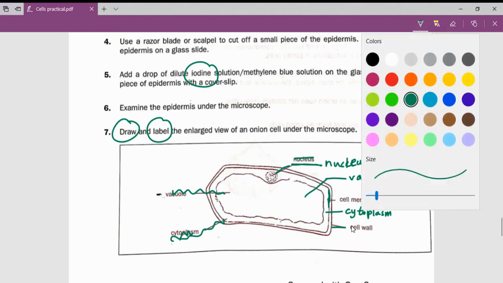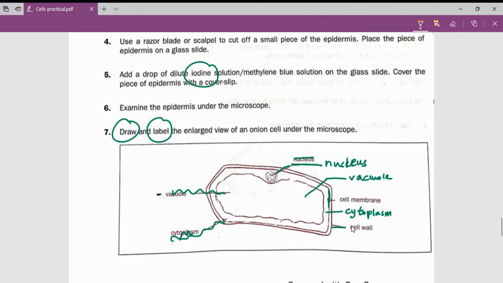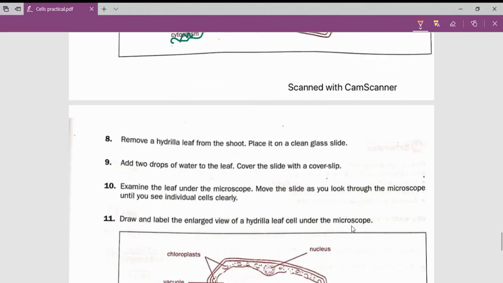So maybe I change the color. This is your cell wall, so this is the outer one. So the cytoplasm is slightly inside. Okay, let's move on.